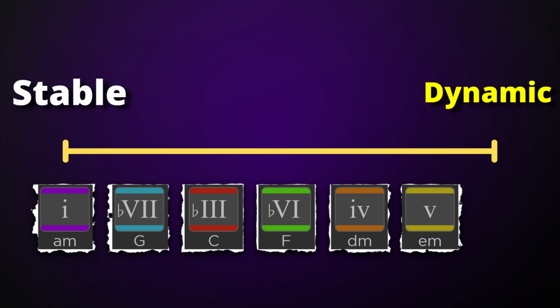The simplest way I've found is by using the spectrum on screen. You can see all 6 of the chords arranged from left to right, from stable to dynamic. The most stable is the tonic chord A minor, whilst the E minor chord wants to move the most. This means the last example was particularly secure, hanging out with the chords on the left-hand side of the spectrum.